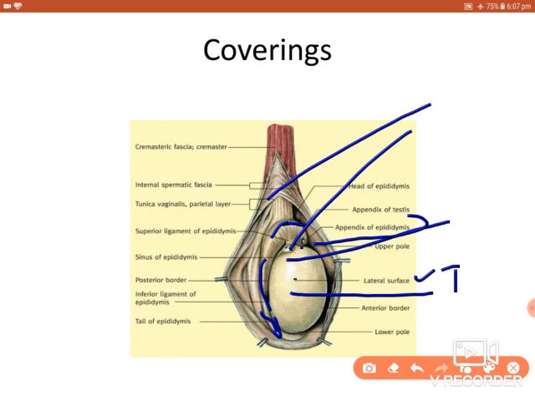So here you can see this is the tunica vaginalis. See this layer, this is the tunica vaginalis parietal layer. The visceral layer is closely attached to the surface of this testis. Okay, visceral layer of the tunica vaginalis. Deep to that we'll get the tunica albuginea.